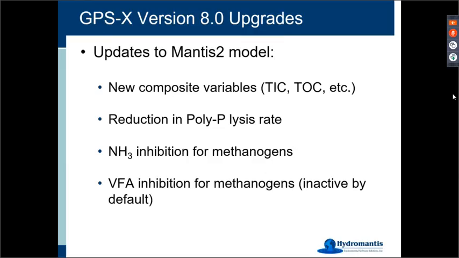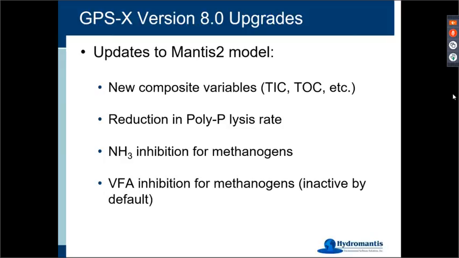And lastly, as we always do as things go forward in time, we make changes to our models based on our own experience using the models in our own projects. So a few updates that you'll see to the Mantis 2 biological model matrix itself: we've added a number of new composite variables. So you'll see things like total inorganic carbon and total organic carbon, and now those are outputs that you can plot everywhere. We made a slight reduction in the poly-P lysis rate based on our experience over a number of projects recently.